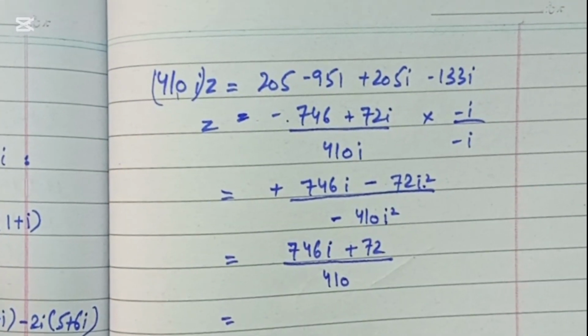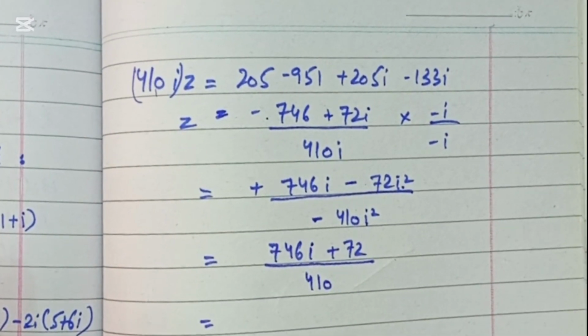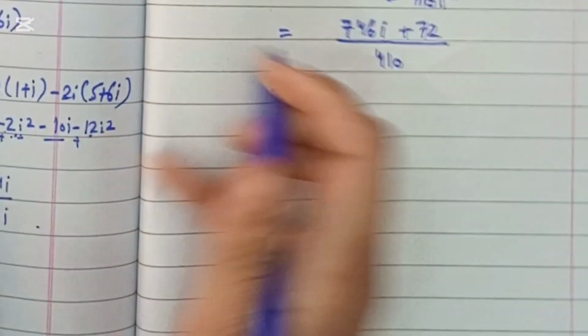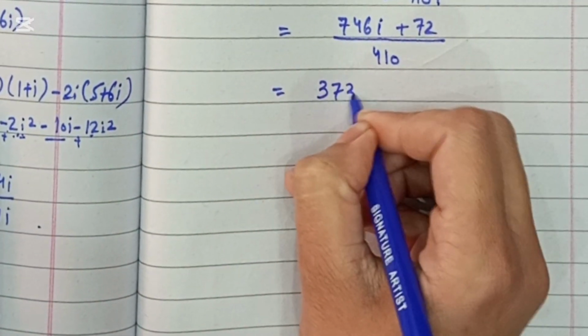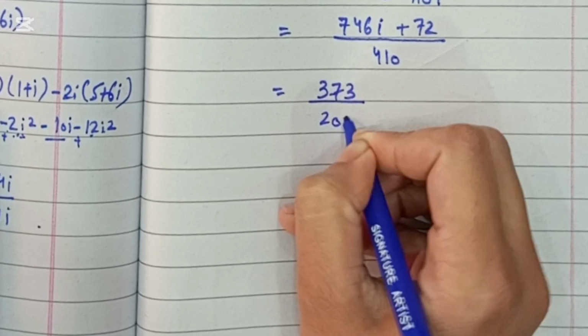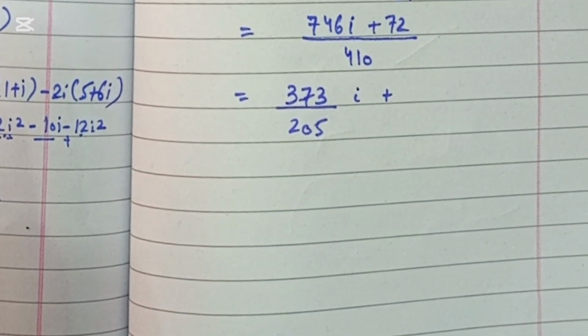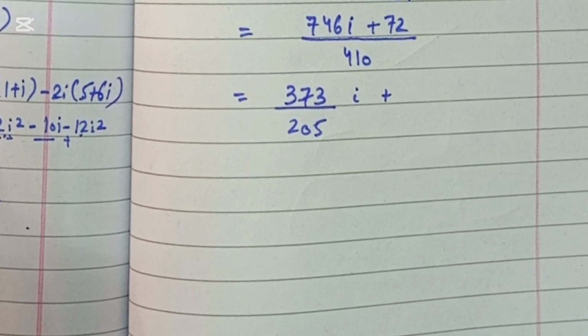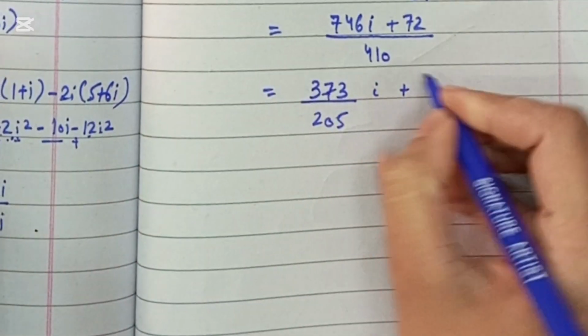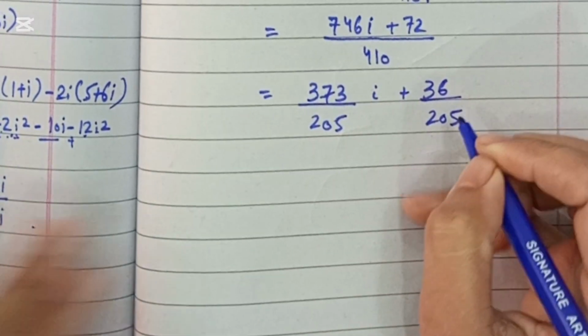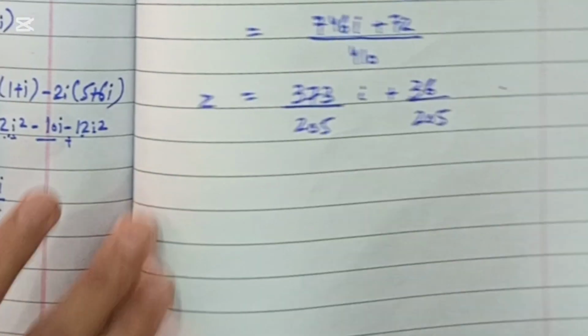Now further, 746 divided by 410 will give you 373 divided by 205 iota, plus 72 divided by 410 will give you 36 divided by 205. So this is the answer for Z.